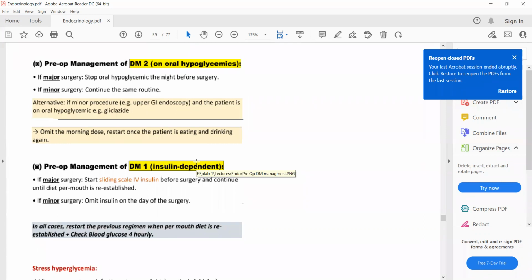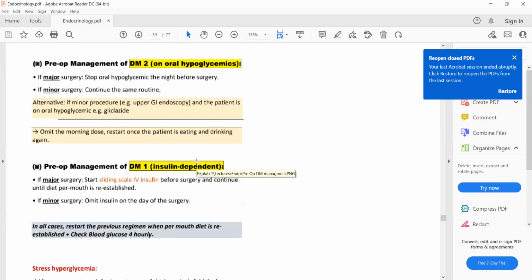All other medication you do not need to discontinue, because none of them can cause hypoglycemia, so they can be continued as they are. And if it's a minor surgery, then we will continue the same routine. If there is a minor procedure such as upper GI endoscopy, when the patient is on an oral hypoglycemic such as gliclazide, then we will omit the morning dose. So for an oral hypoglycemic such as gliclazide, if it's a major surgery, then it will be stopped the night before surgery.